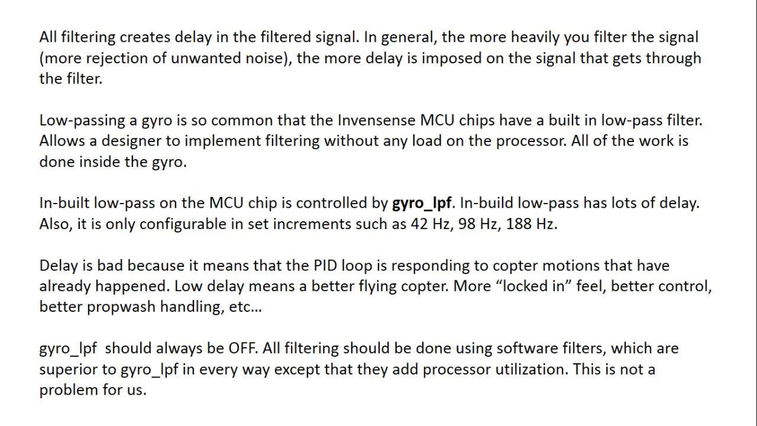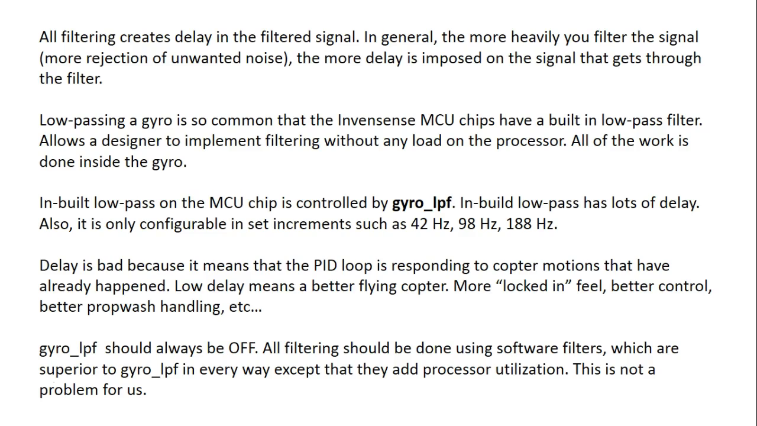Low passing a gyro is so common that the InvenSense MCU chips that we use have a built-in low-pass filter. In other words, the company that made these chips said, of course you're going to want to low-pass this. In fact, we're just going to build that functionality into our chip. And the reason this is significant is that it lets a designer implement filtering without having to actually write any of the code that does the filtering or use their own processor cycles to run the filtering. Filtering can be somewhat processor intensive depending on the type of filter that you're using.